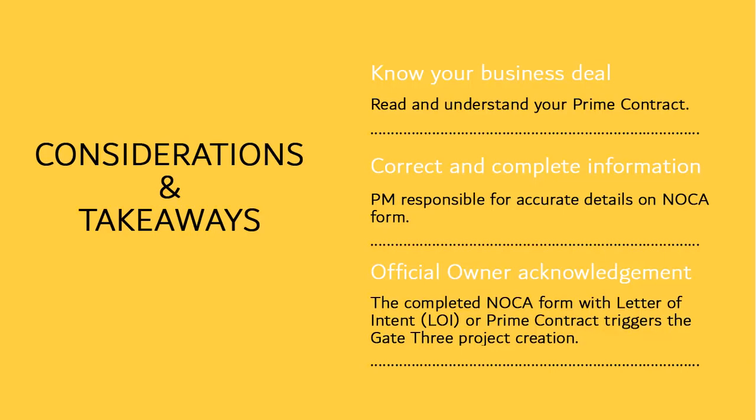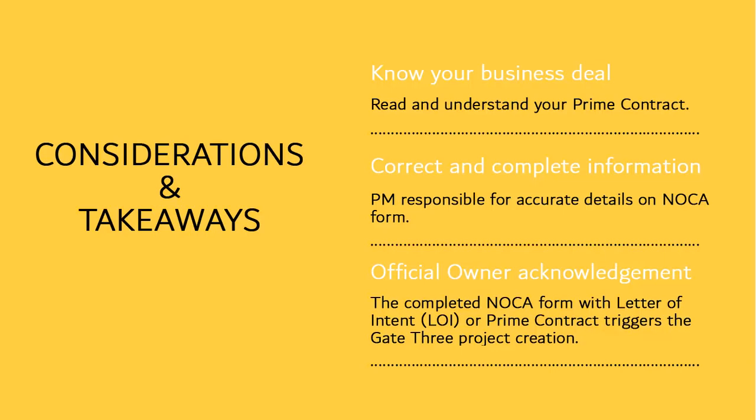In order to fill out the Noka Form, the expectation is for the project manager of record to know the business deal. It's important for you to read and have a clear understanding of the prime contract. Begin with the question, what are this project's requirements? If you aren't sure, ask questions early. Once this is done, fill in and complete the Noka Form with accurate information and as much details as possible, as this information will be included on subcontracts, your prime billing, and other documents.